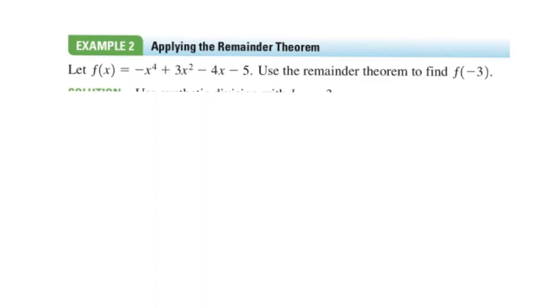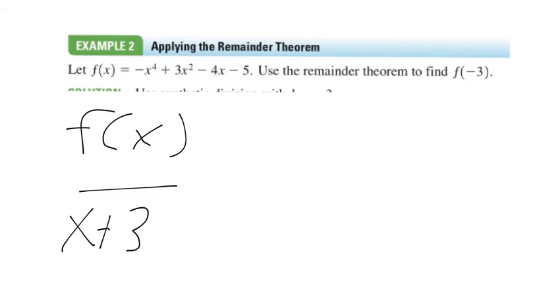Alright, here's an example. If f of x is equal to this quartic function, use the remainder theorem to find f of negative 3. Remember what this means, since we're talking about f of negative 3: what's the remainder when you divide that quartic function f of x by x plus 3? Because if you take this x plus 3 and solve it for x, that's where we get the negative 3. So when you divide this polynomial by x plus 3, what's your remainder?